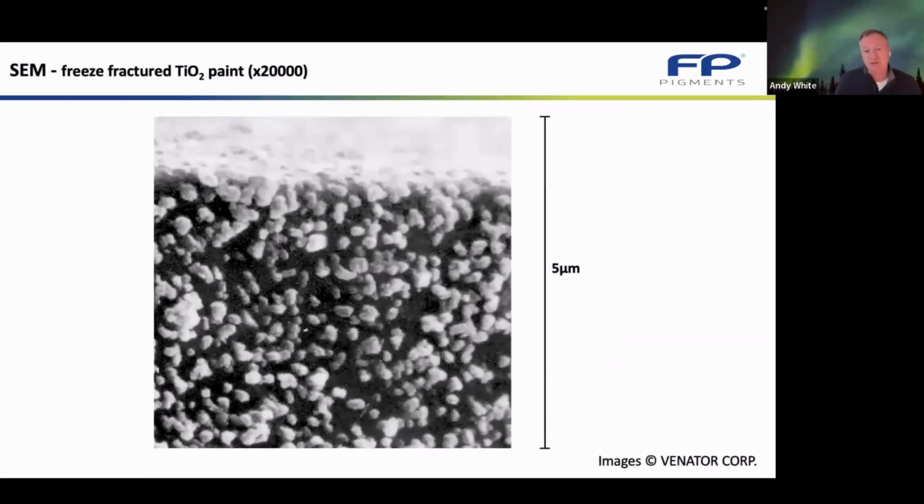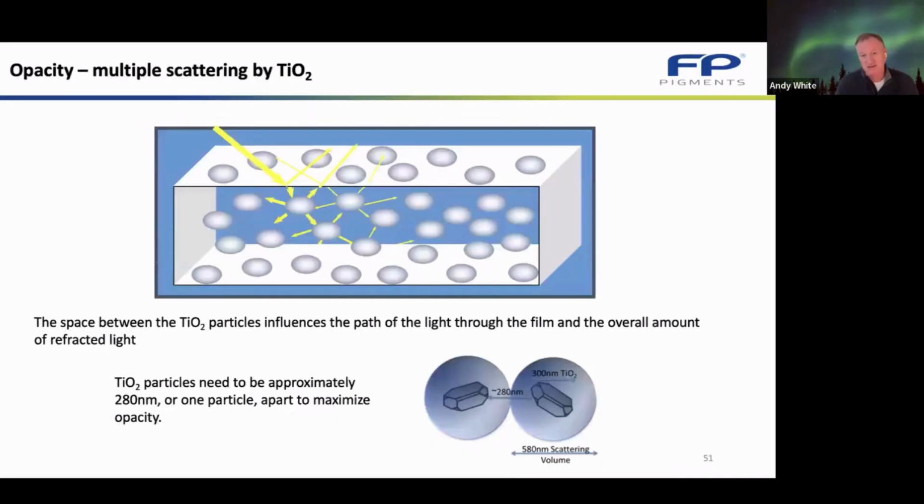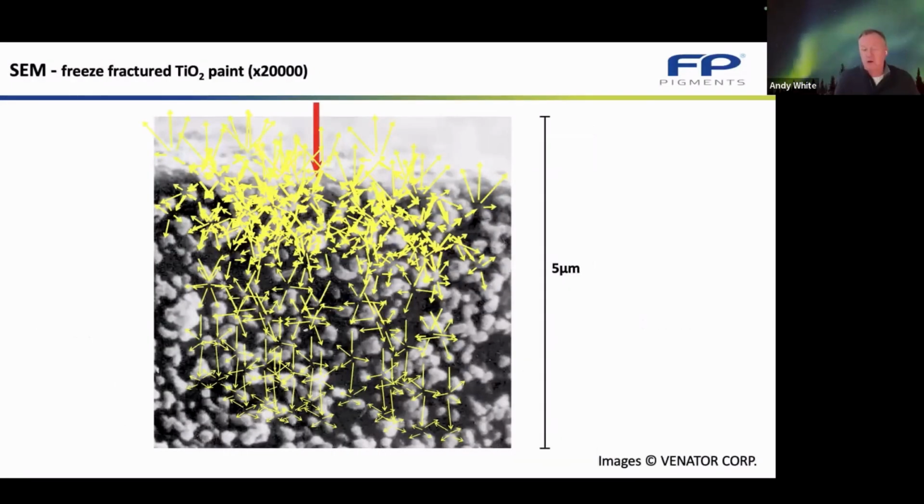Now, in reality, what happens with TiO2, and it's worth re-emphasizing this, this is one of these wonderful Venator images that we got hold of, is that this is a side image of a paint film with all the titanium dioxide crystals there. So what's actually happening is the incident light is being multiply scattered, so that most, if not all, of the light gets scattered back out of the film towards the eye.